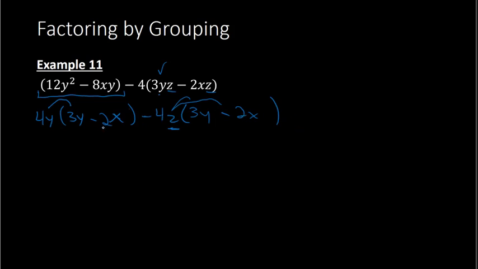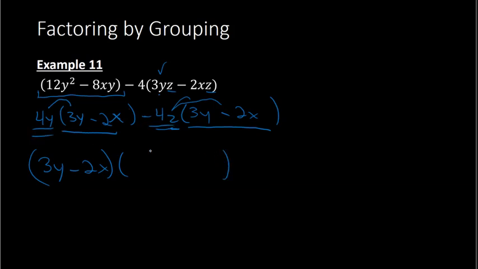Now at this point, we can pull things out because they both have 3y minus 2x in common. So I factor that out, 3y minus 2x. In the other parentheses, I'm left with what is left over, which is 4y and then minus 4z. So here, we have completed factoring by grouping.